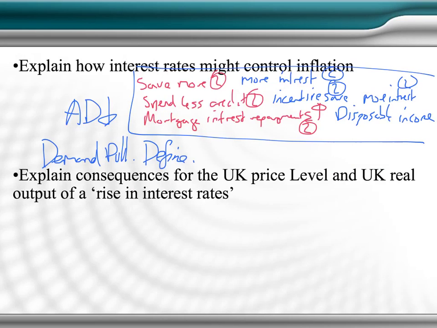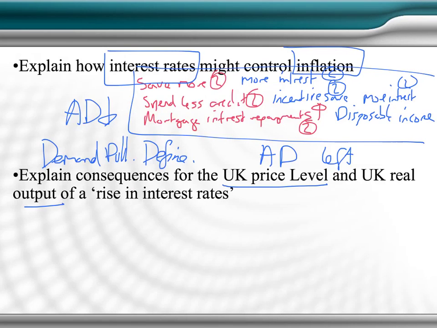You'd probably already defined at the beginning interest rates and inflation. And then your grand finale is going to be an AD diagram with AD going to the left. Come on, if you couldn't get 12 marks on that one, you really got to look at yourself. But the next one, explain consequences on the UK price level and UK real output of a rise in interest rates. Right, it's the same question really, but you've got to at some point say what's going to happen to the price level and say what's going to happen to output.